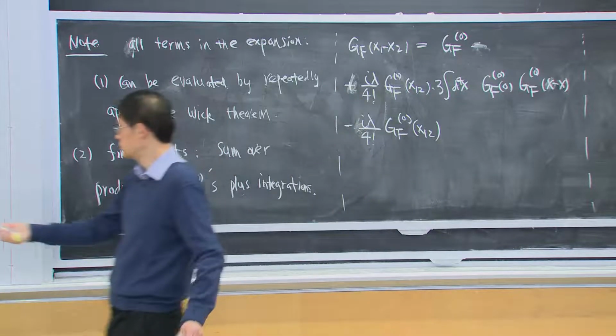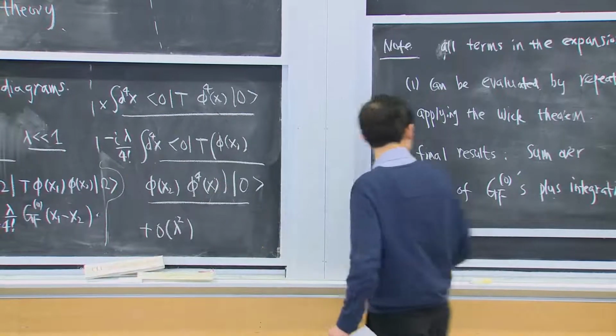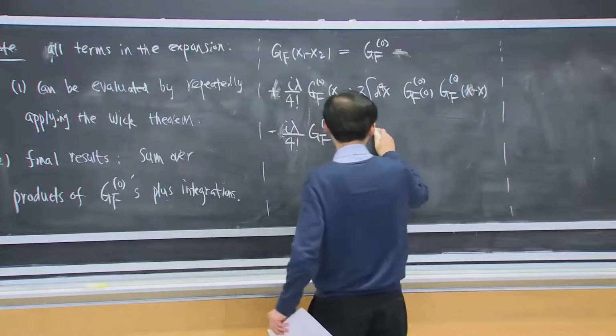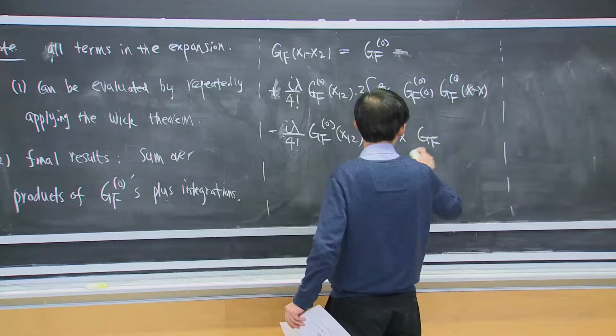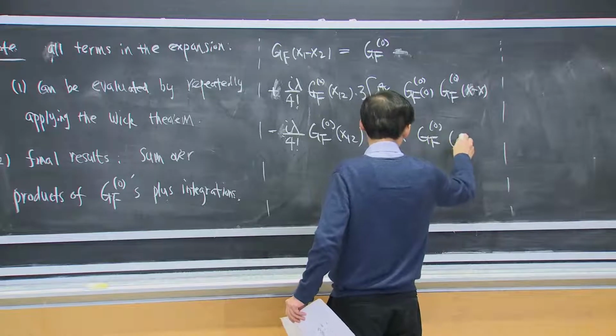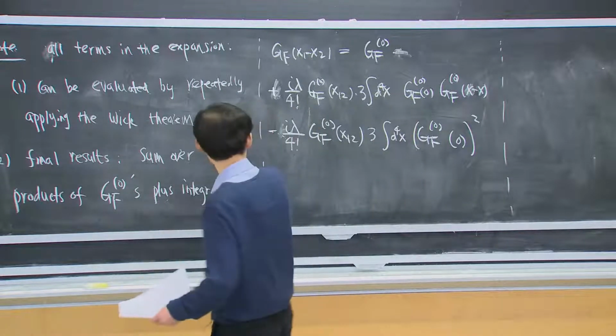And then we contract phi with themselves. That's what we did before. It's the same thing as above. So we just get a factor of 3, ∫d⁴x, and then G_F(0) we evaluate at 0, squared. Okay? Just the same as this.